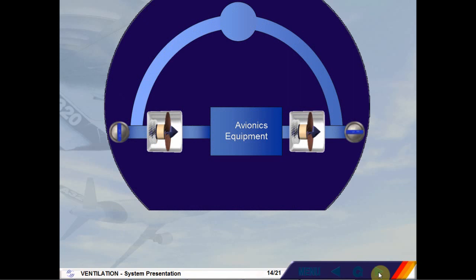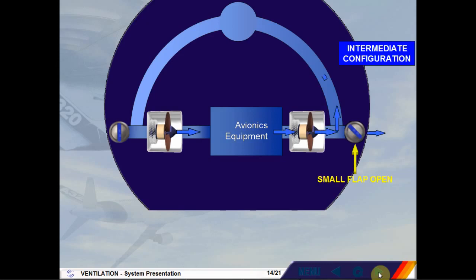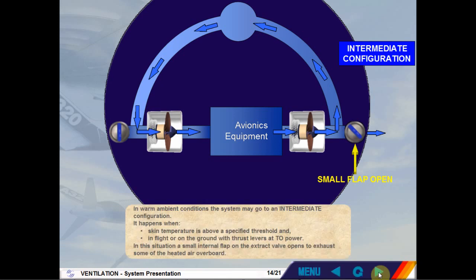In warm ambient conditions, the system may go to an intermediate configuration. It happens when skin temperature is above a specified threshold and in flight or on the ground with thrust levers at takeoff power. In this situation, a small internal flap on the extract valve opens to exhaust some of the heated air overboard.